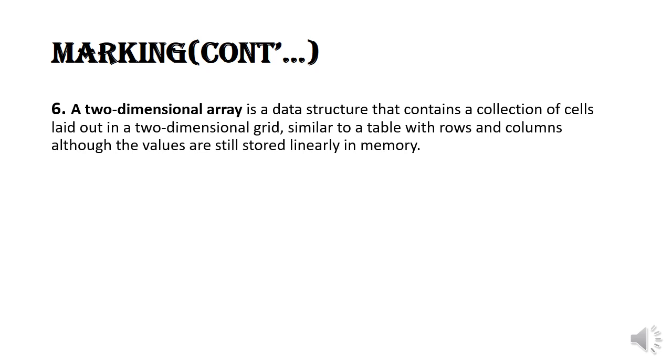So question number 6: a two-dimensional array is a data structure that contains a collection of cells laid out in a two-dimensional grid, similar to a table. As I have said, a two-dimensional array is like a table. A matrix has a specific number of rows and a specific number of columns, and the data are stored within the table cells, because the intersection of each row and column forms what we call a cell.